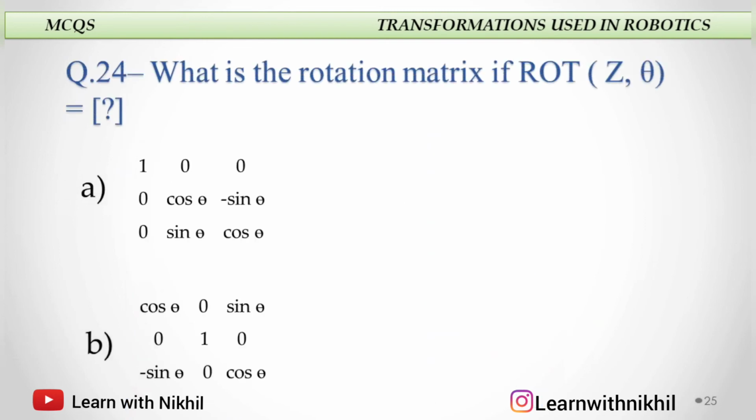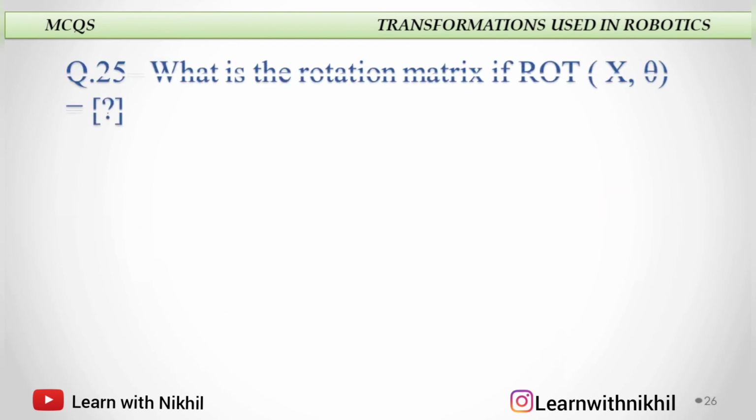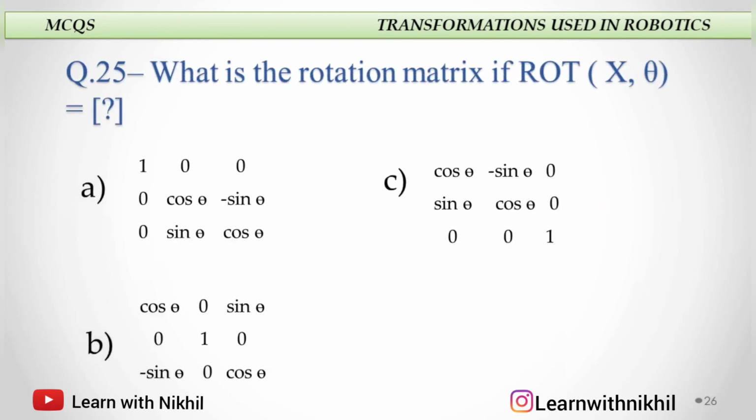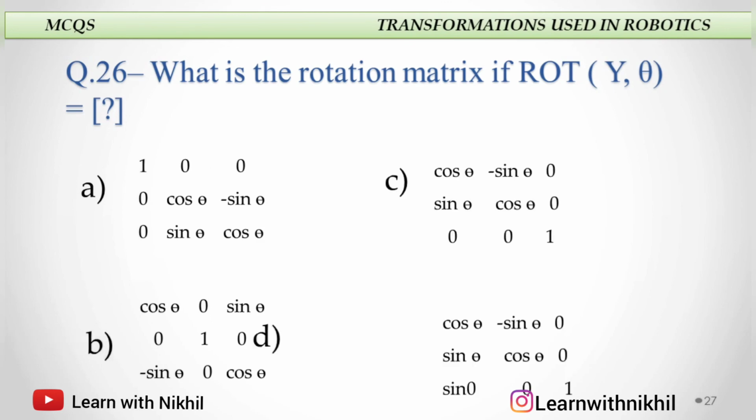Now same, given the rotation matrix. For the rotation matrix, if it is rotating about z axis at an angle of theta, this is the rotation matrix. This is the 3x3 rotation matrix. Same if it was in x direction, then this is the rotation matrix for x direction. And finally, for y direction, this is the rotation matrix for y direction.